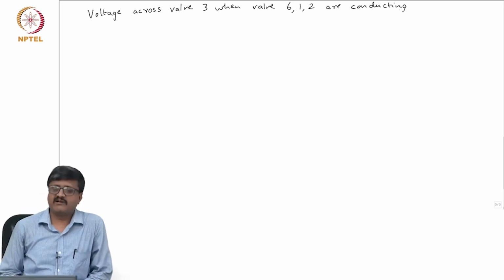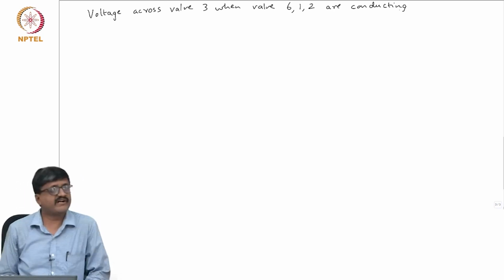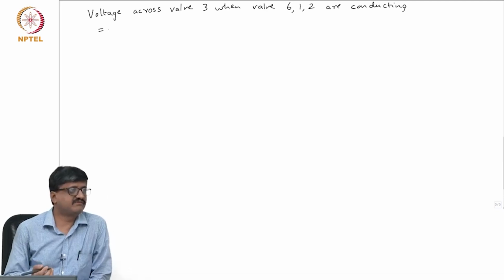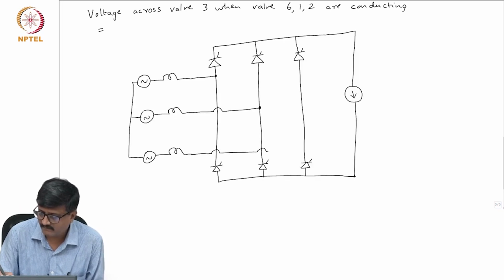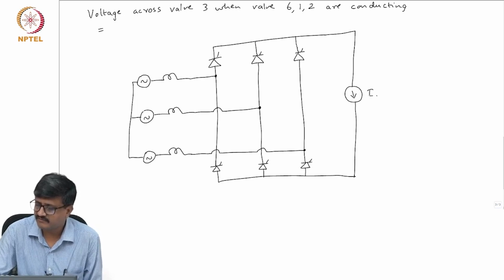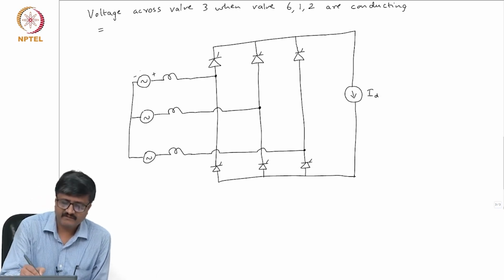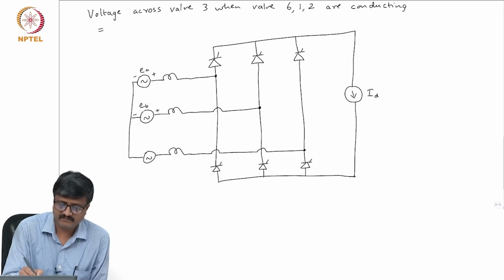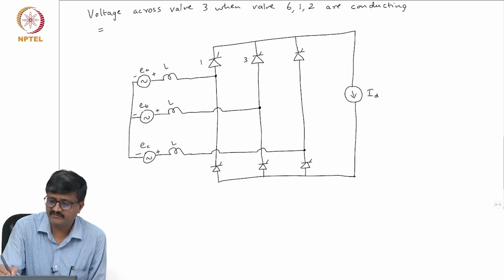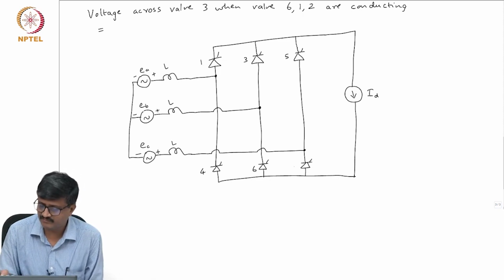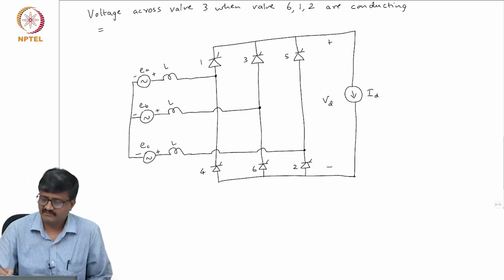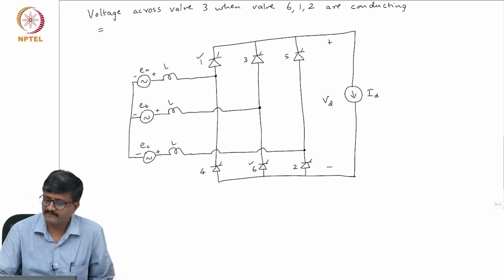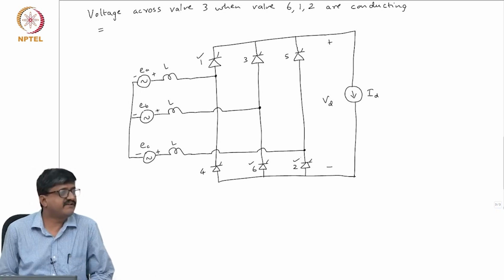Now, what is the voltage across valve 3 when 6, 1, 2 are conducting? One has to look at the circuit, so let me draw the circuit. This is a constant current ID, EA, EB, EC, L, valves 1, 3, 5, valves 4, 6, 2. This is VD. So, 6, 1 and 2 are conducting. What is the voltage across valve 3?